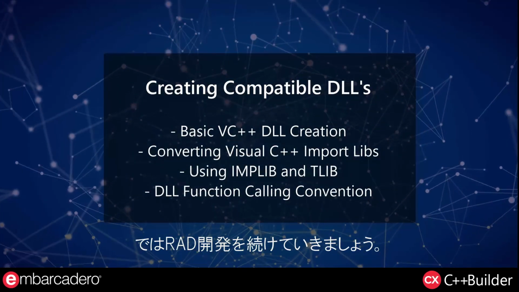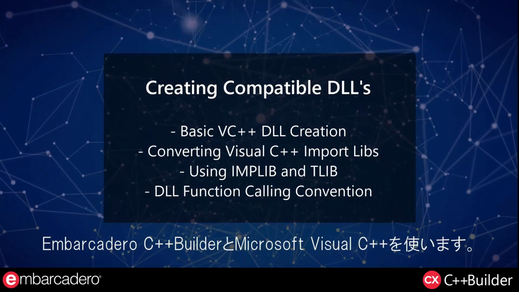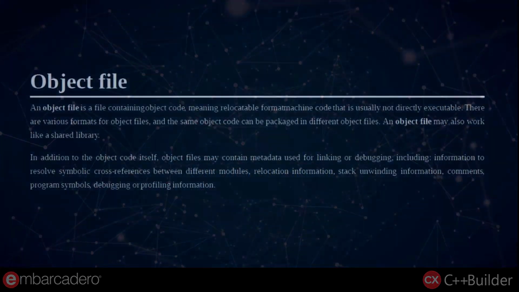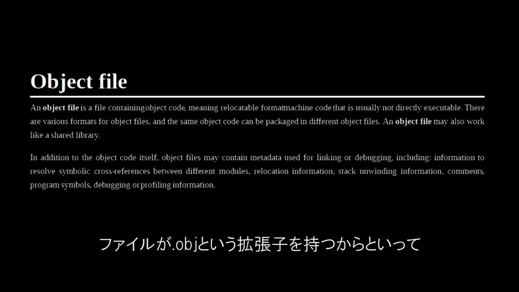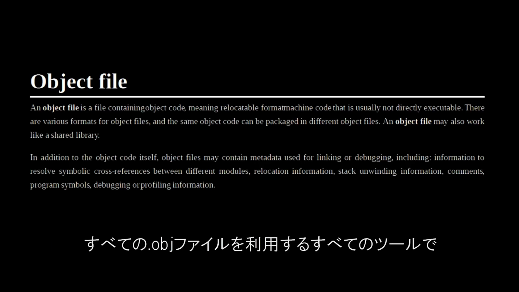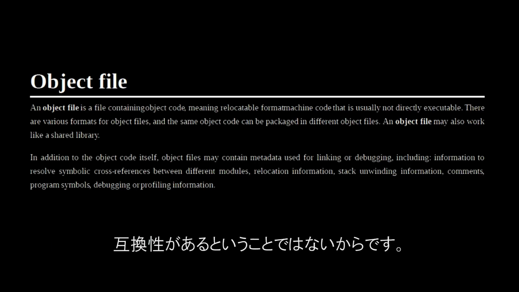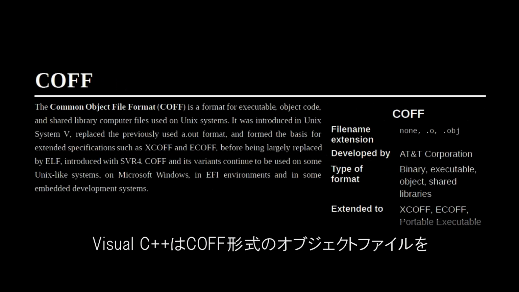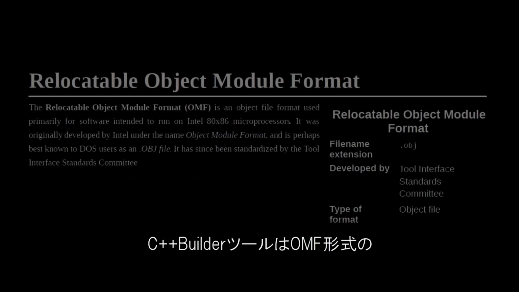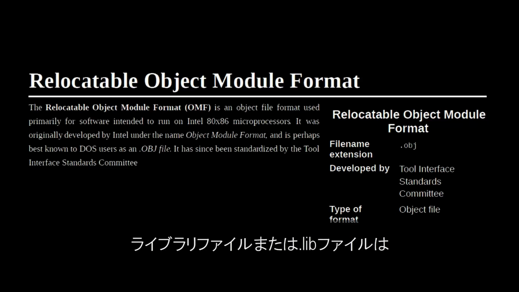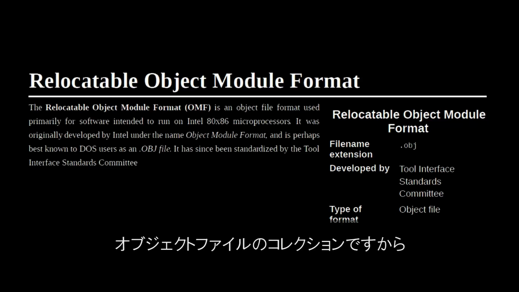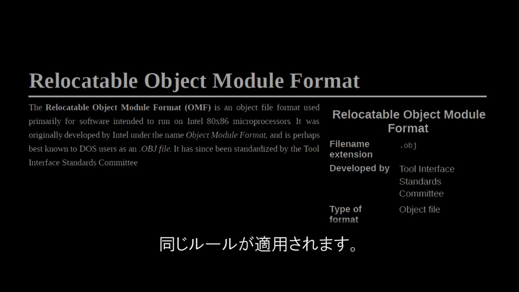Let's continue now with rapid application development using Embarcadero C++ Builder and Microsoft Visual C++. We learned in the last video segment that not all object files are created equal. Just because a file has a .obj file extension does not mean that it is compatible with all tools that consume or utilize .obj files. Visual C++ uses and consumes COFF format object files, while C++ Builder tools use OMF format object files. Library files, or .lib files, are collections of object files, so the rules apply to them equally.